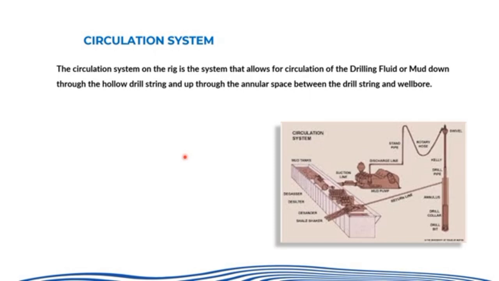What are the different parts and equipment in the rig which are essential to carry out the complete circulation system, what are their functions, and what are the objectives of using drilling mud in the drilling operation? All these will come under the circulation system. But in brief, the circulation system is how the drilling mud goes to the bottom of the well through the drill string and comes back through the annulus to the surface. This is the circulation system.